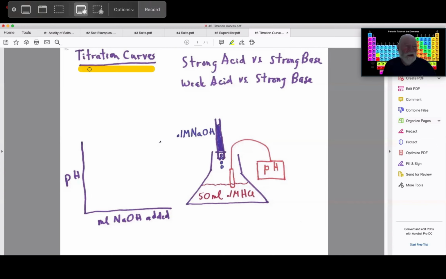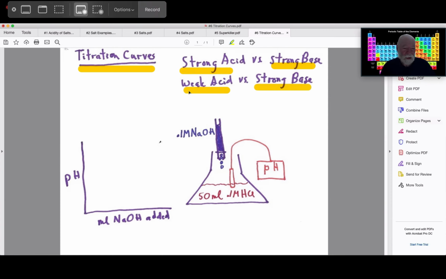Now, there are 2 types of titration curves we're going to consider. One is a strong acid reacting with a strong base. We're going to do that one today. And on Thursday, we're going to look at a weak acid reacting with a strong base. There are other possible combinations. We'll only consider these 2 in Chem 1B.